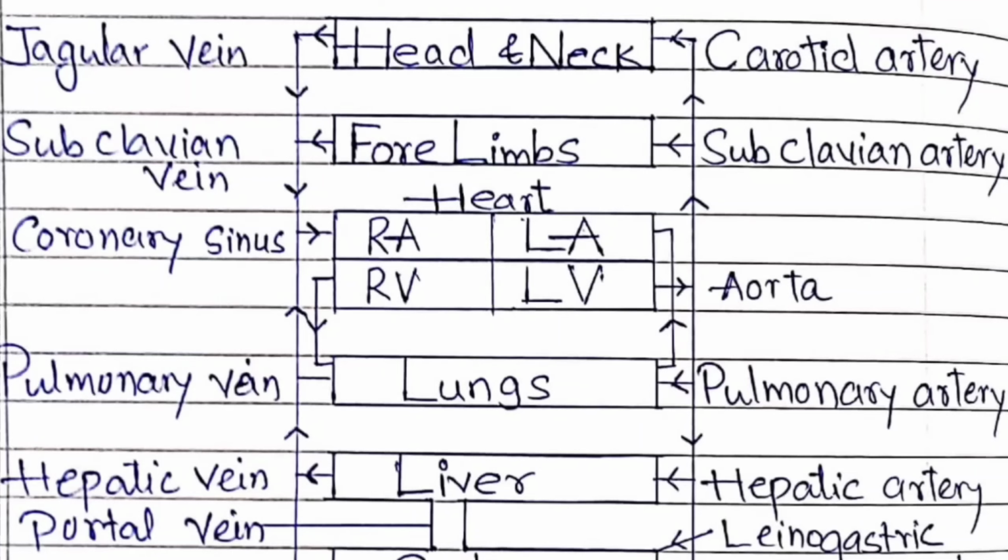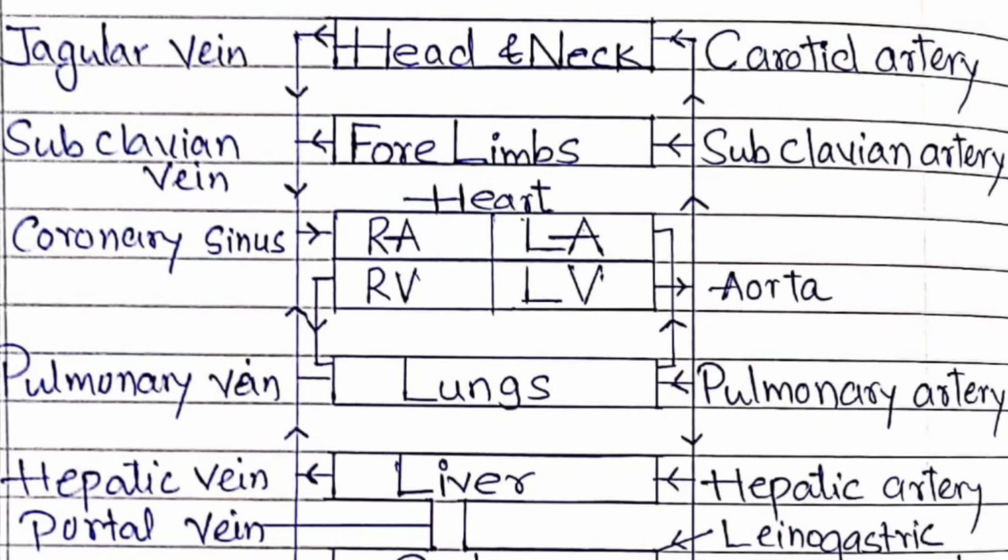The name of the artery which supplies blood towards the lungs is called the Pulmonary Artery. Whenever the word pulmonary comes, do remember that there is an involvement of the lungs for sure. Now, the name of the artery which supplies blood to the liver is called the Hepatic Artery.